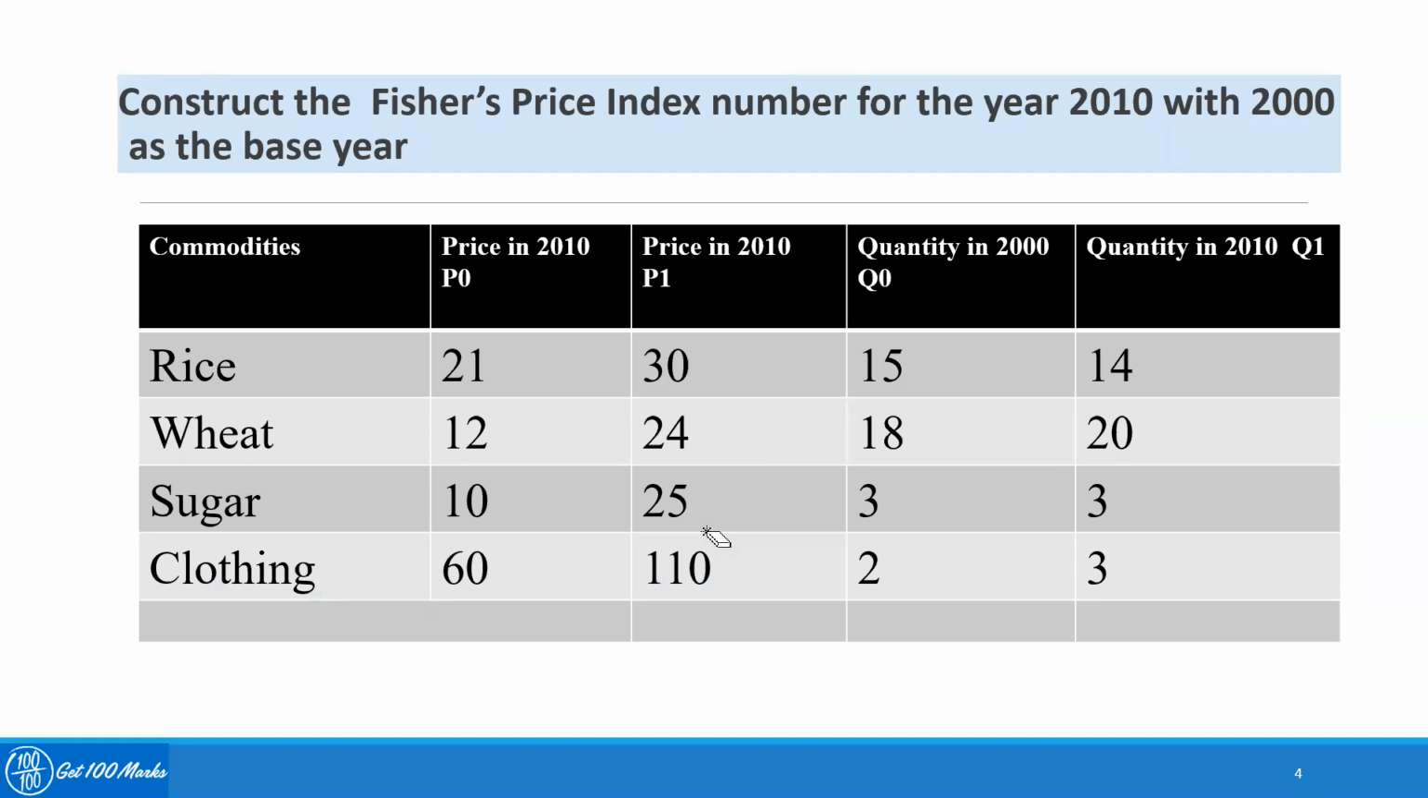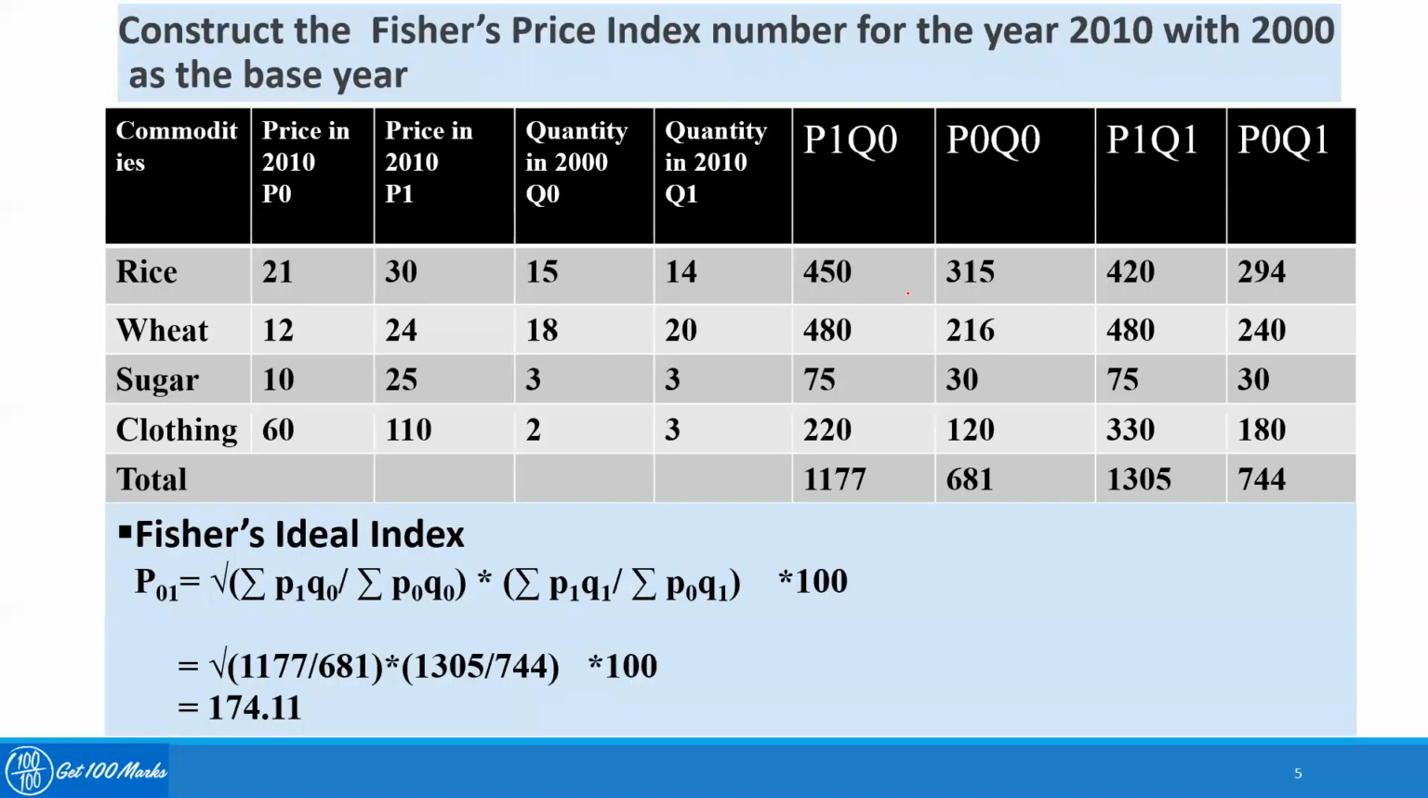Now we will do Fisher's index by using a formula. Let's see the question. Calculate the Fisher's index number for the year 2010 with 2000 as the base year. So this will be price for 2000, P0, and then price in 2010, that is P1, quantity in 2000 and quantity in 2010 is given. So P0, P1, Q0, Q1 all are given for the 4 types of commodities. We have taken a very simple example, just 4 items are there. So let's see how to calculate Fisher's price index.